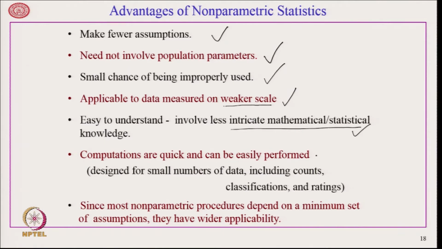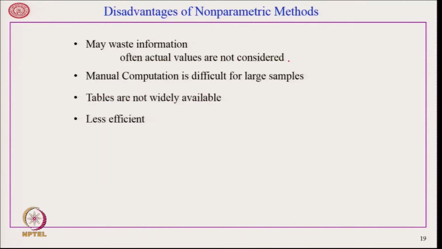Computations are quick and can be easily performed, because there are fewer mathematical details and they are designed for small numbers of data, including counts, classifications and ratings. So, since these are working on a small set of data, the overall computational requirement is less, and since most non-parametric procedures depend on a minimum set of assumptions, they have wider applicability. So, they can work on various types of data in comparison with normal parametric procedures, which work only under certain restricted cases.